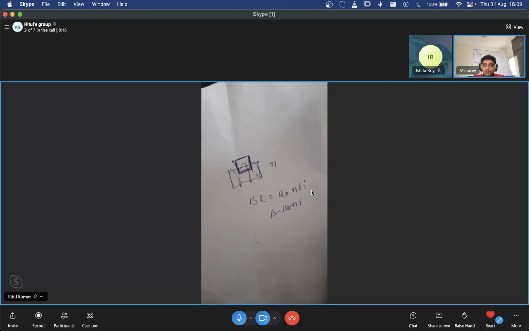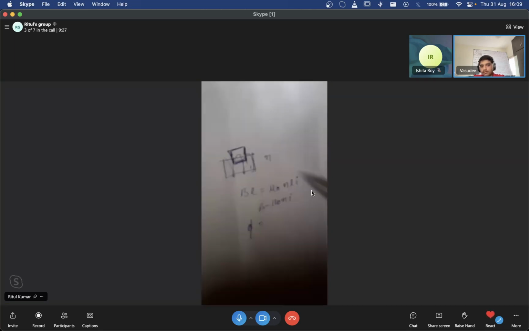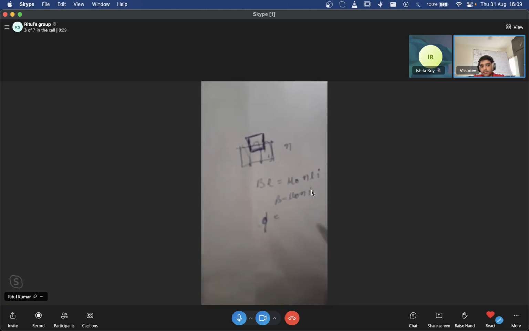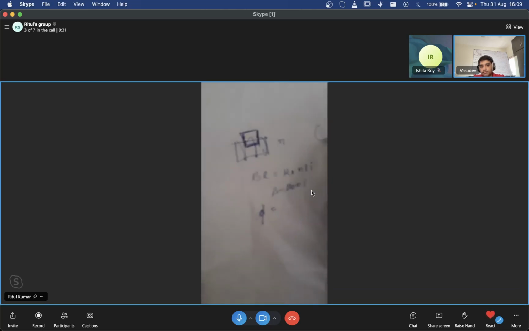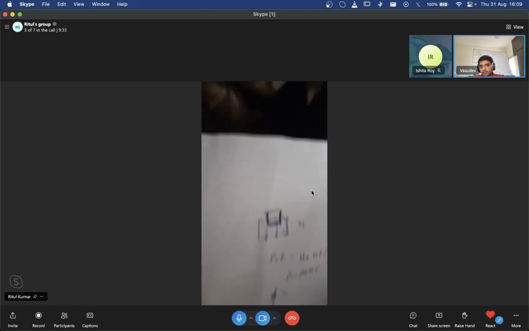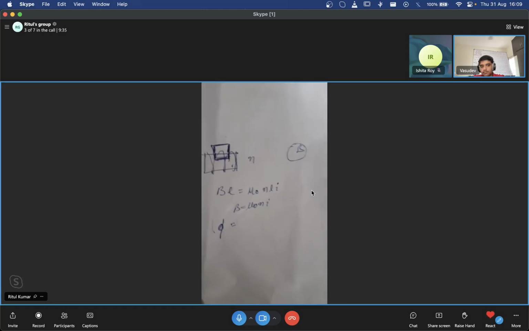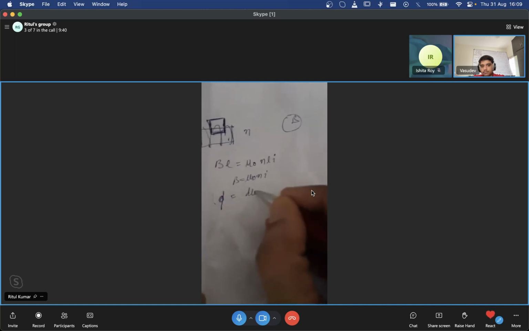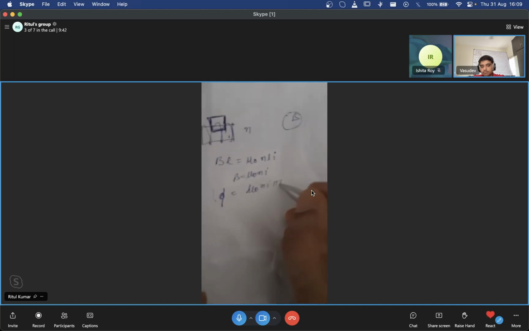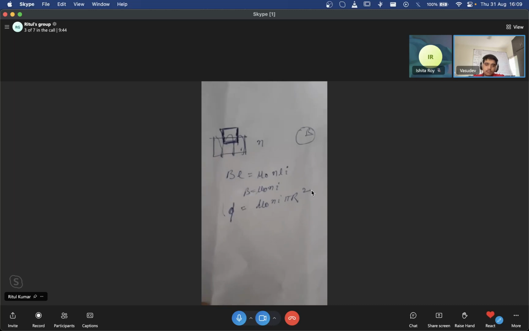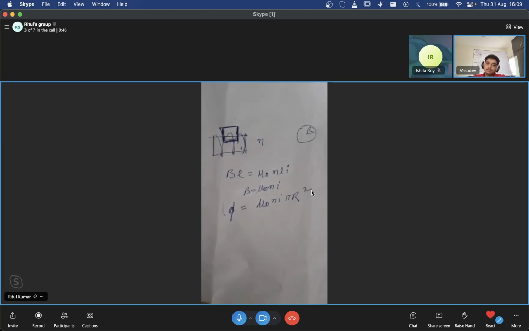Now I want to get to flux. Could you please tell me what the flux linking to the cross-sectional area will be? If you are taking flux per unit length, it will be the cross-section area, where R is the radius. I want to link it through the cross-sectional area, so I'll get it as mu naught N I into pi r square.